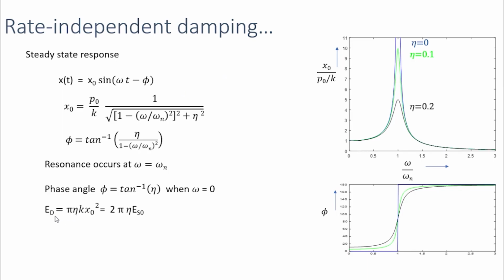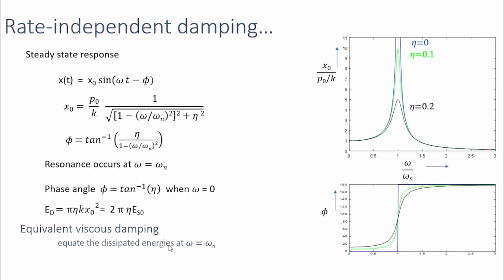In the previous slide we have seen the energy dissipated, and that is equal to pi eta k x naught squared. Using this expression, we can calculate the equivalent viscous damping. So what is the equivalent viscous damping value corresponding to the rate independent damping? We can represent this rate independent damping in terms of viscous damping.